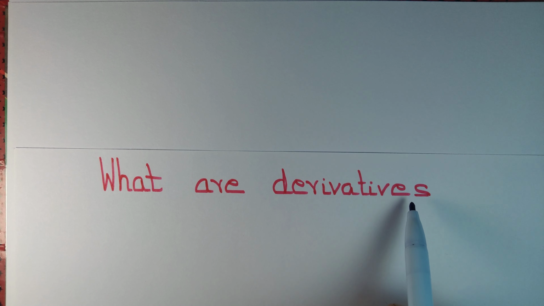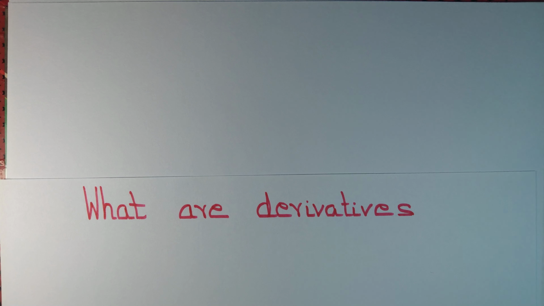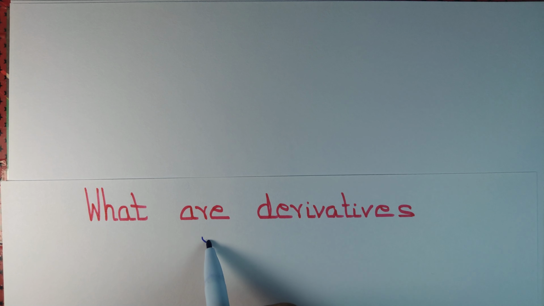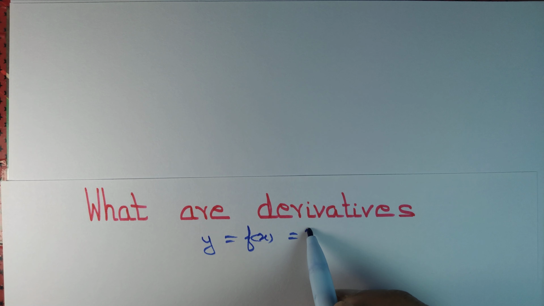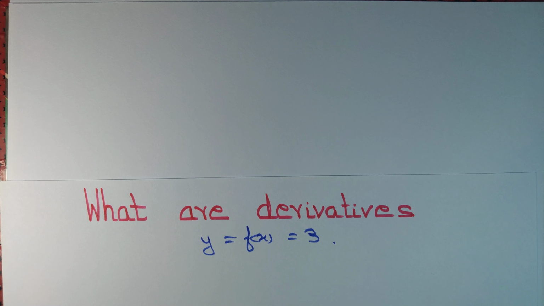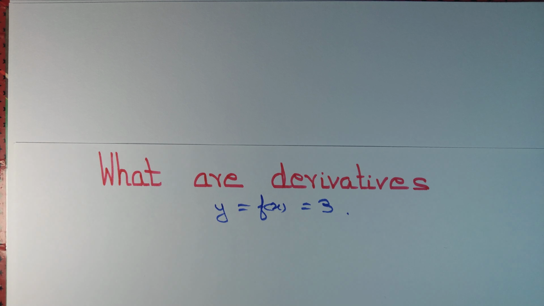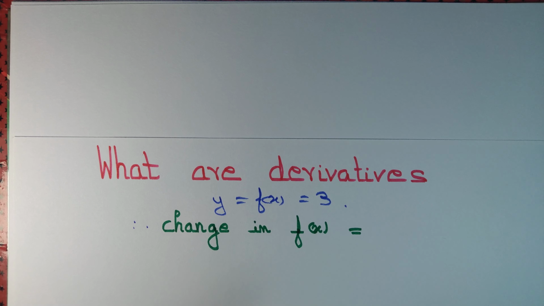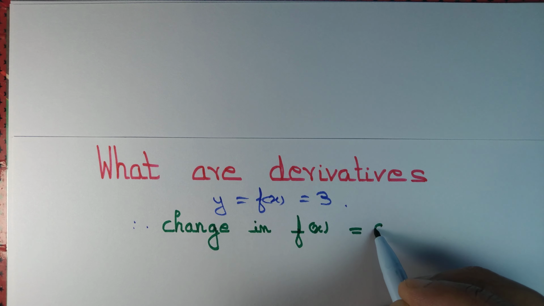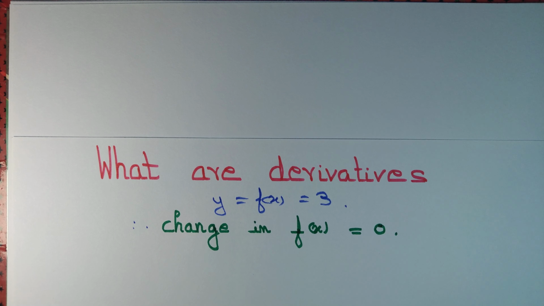What are derivatives, or what do we mean by differentiation of a function? To answer this question, let's take the simplest function, y equal to f(x) equal to 3. That's the constant function. There is no change in the value of x. Therefore, we can see it clearly that change in f(x) equal to 0. There is no change in f(x).